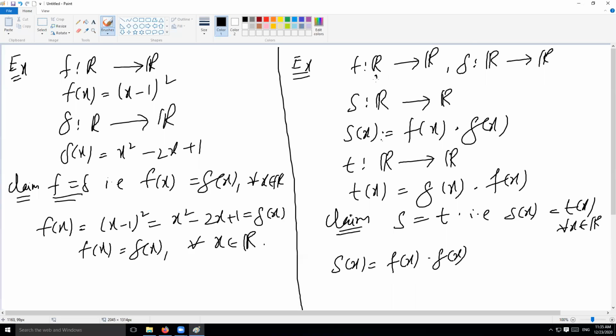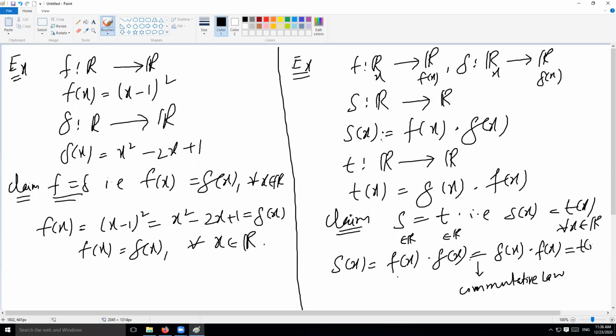For every x, f of x is a real number, and for every x, g of x is a real number. So in real numbers, you have the commutative law. So you can say that this is the same as g of x times f of x. So we justified it by the commutative law. The justification comes from two things. First, f of x is a real number and g of x is a real number. Then by the commutative law of real numbers, f of x times g of x is equal to g of x times f of x. And what is g of x times f of x? This is equal to T of x.